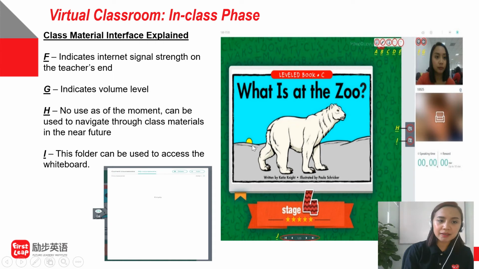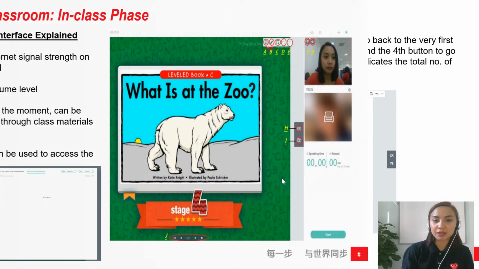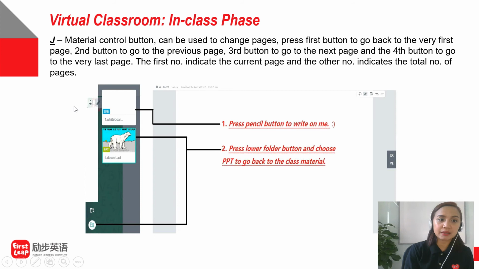And letter I, this folder can be used to access the whiteboard. So once you press letter I there, this is what you'll see, okay?